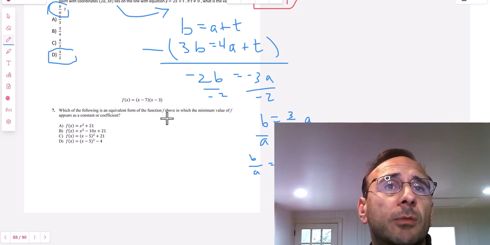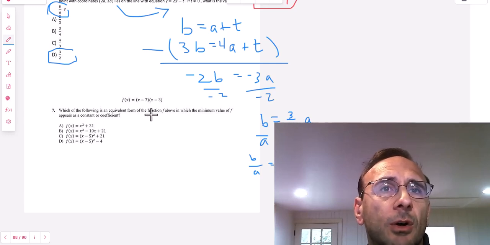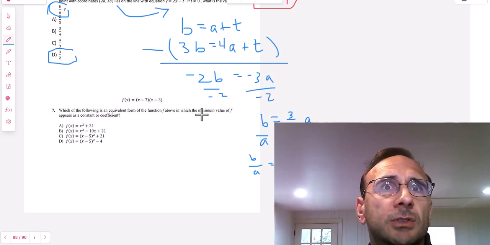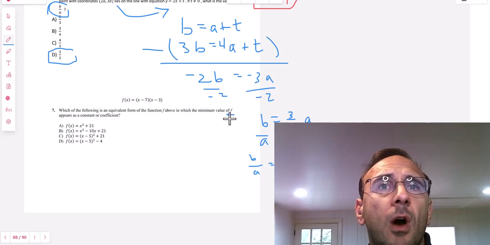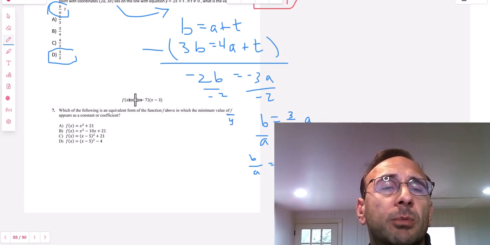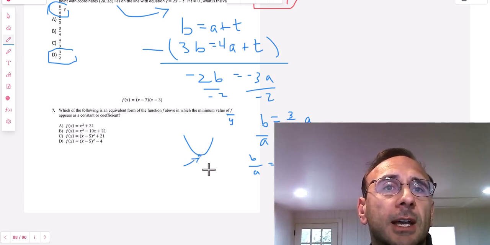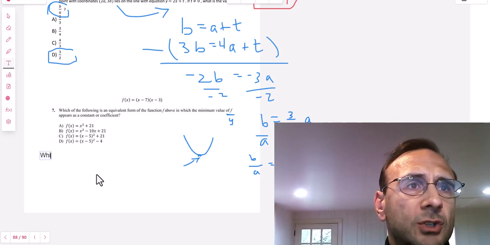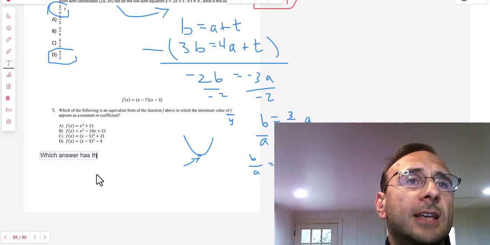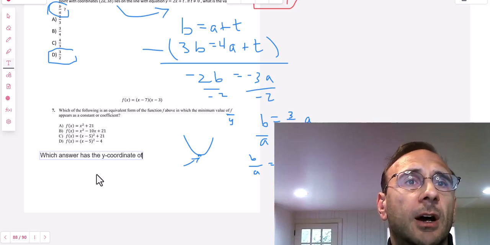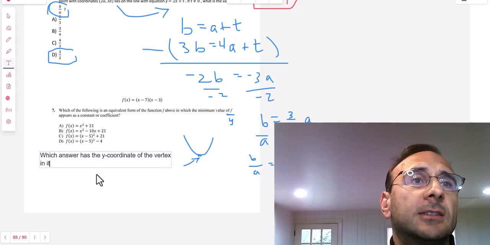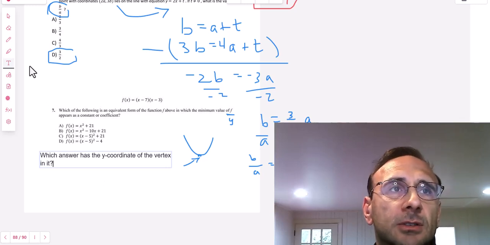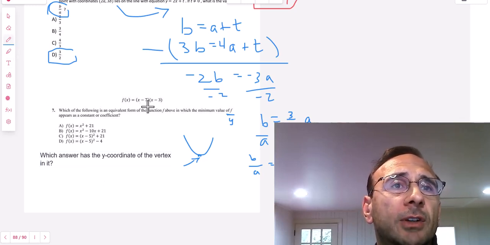Last, number 7 here. What's an equivalent form of this function in which the minimum value of f appears as a constant or coefficient? So this is mostly translation. F is y. We know it's a parabola, so the minimum y value of a parabola is at the vertex. So they're basically translating this to which answer has the y coordinate of the vertex in it as a constant or coefficient.